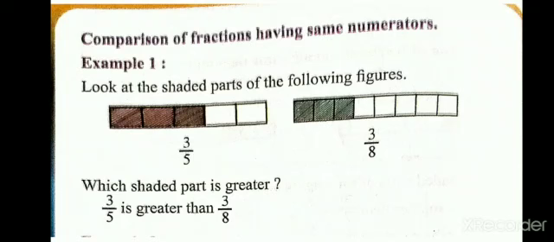When the numerators are same and denominators are different, then the bigger fraction is the fraction which has the smaller denominator. If the denominator is less, then the fraction is big. If the denominator is big, then the fraction is small. Again I will say, if the denominator is small, the fraction is big. If the denominator is big, the fraction is small.